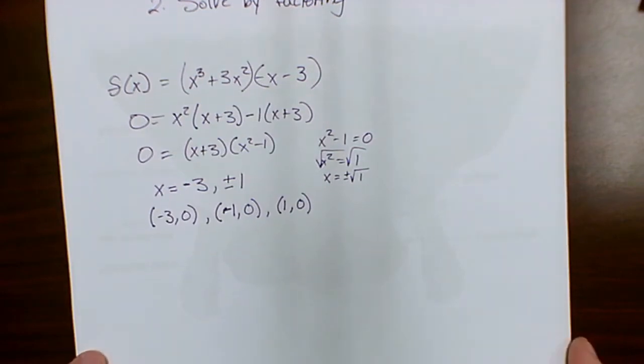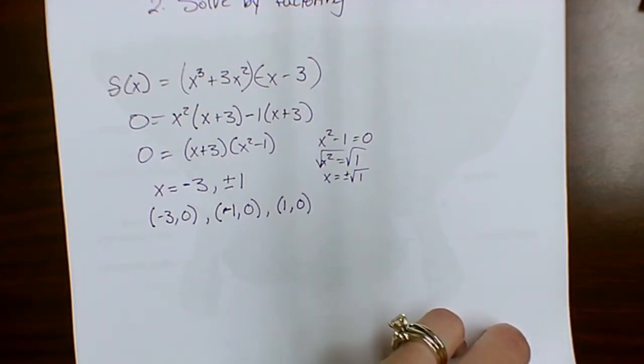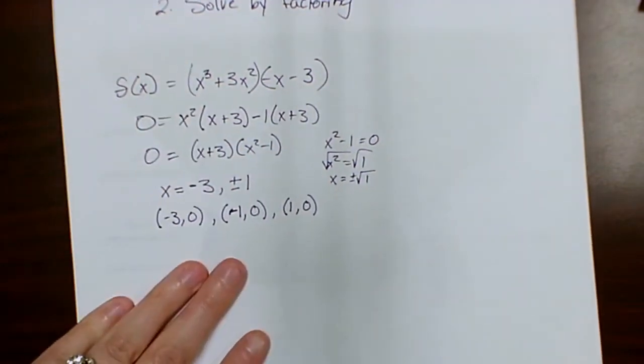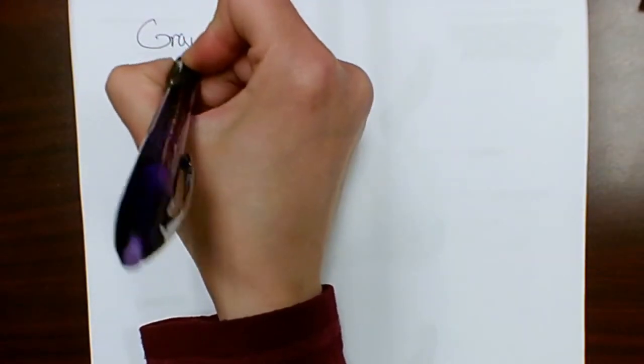So let's go ahead and talk about how to graph these. We talked about end behavior, we talked about finding our intersections. So, graphing.